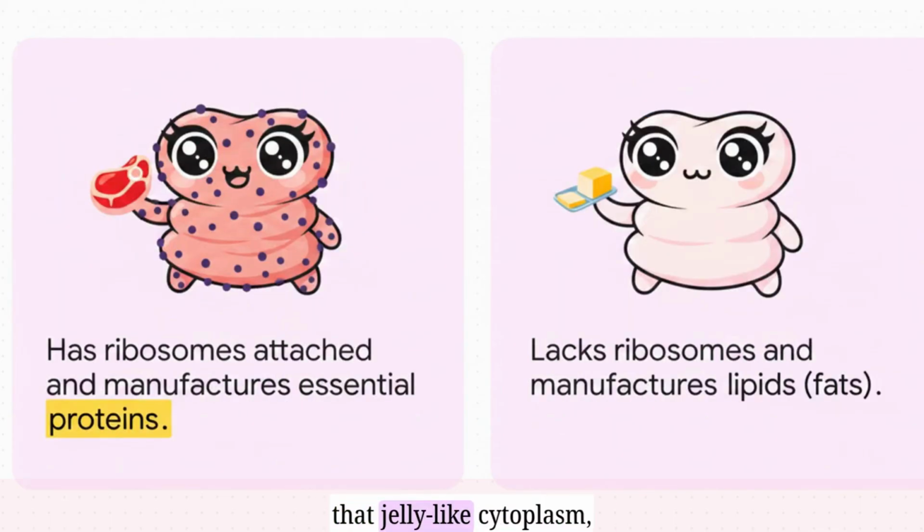Inside that jelly-like cytoplasm, there is a massive structural framework holding everything up called the endoplasmic reticulum, and it operates with two distinct manufacturing zones. The rough endoplasmic reticulum is studded with little dots called ribosomes. That makes it look bumpy, and its main job is to manufacture proteins. The smooth endoplasmic reticulum, on the other hand, lacks those ribosomes and focuses entirely on manufacturing lipids or fats.